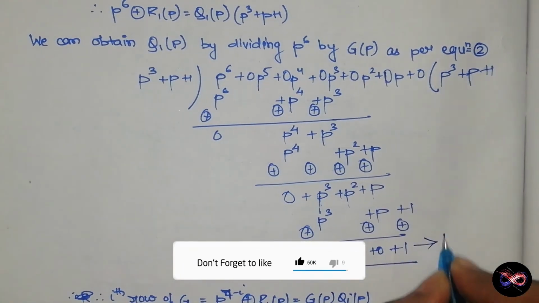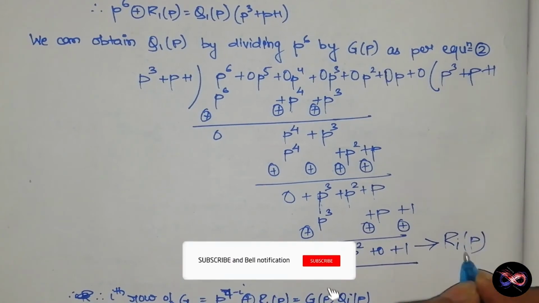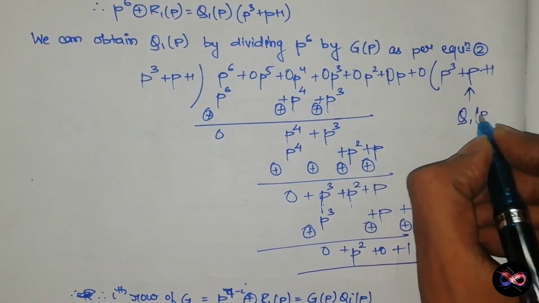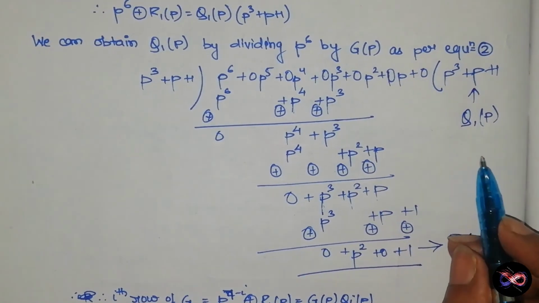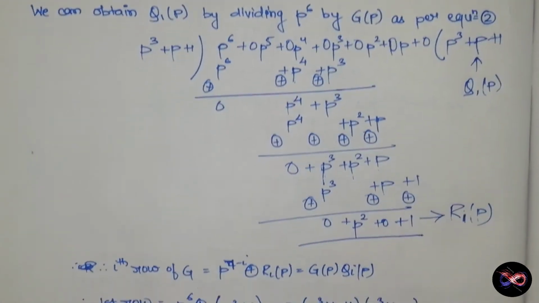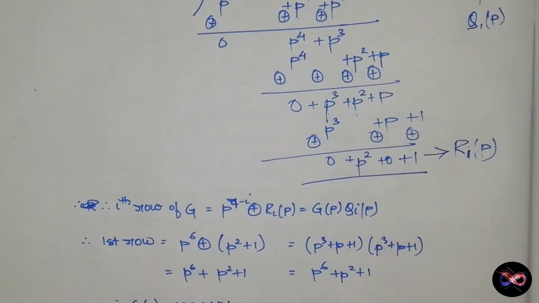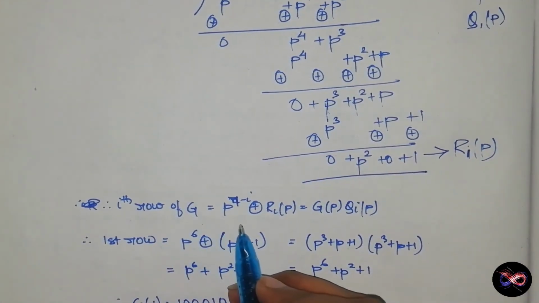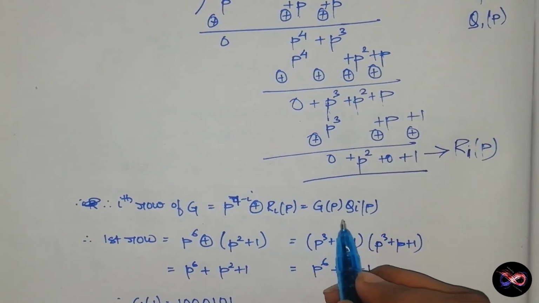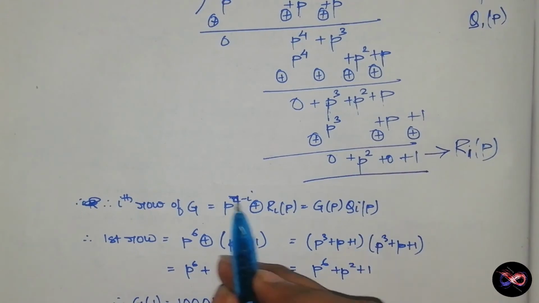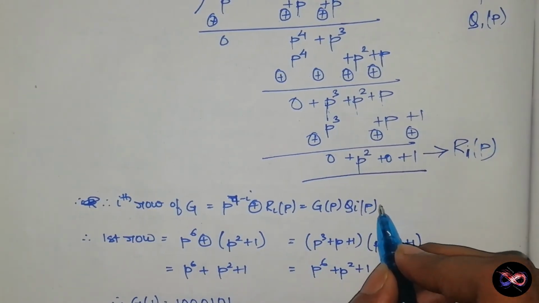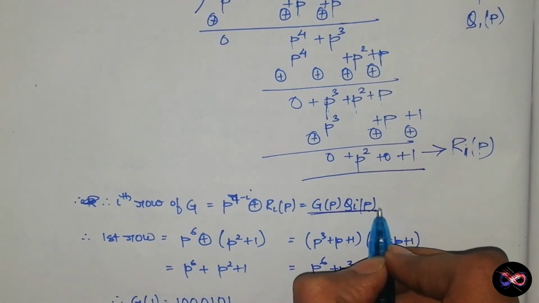So this is our remainder R1P, and this is the quotient Q1P, sorry, not I1. So this is the quotient and remainder for the first row. Now we know the formula of the ith row of G. The ith row of G is equal to P to the power 7 minus I XOR R_iP, which is equal to G_P into Q_iP. We can calculate from both the equations, but I suggest you use this one, it will be better.